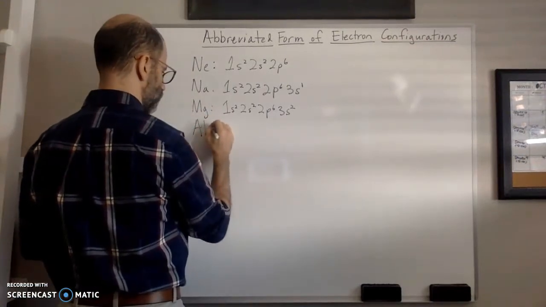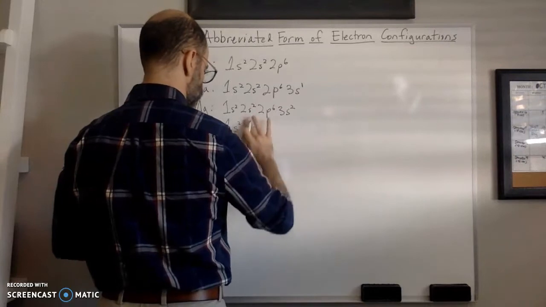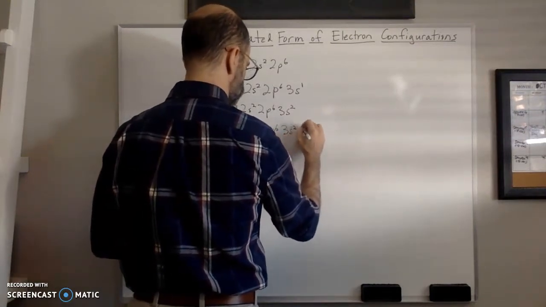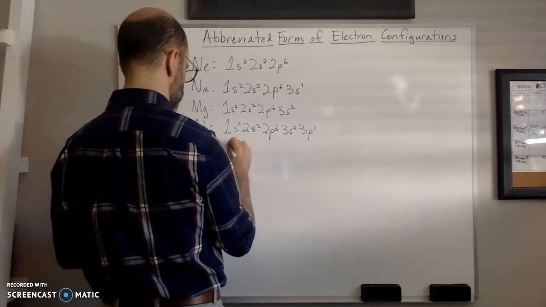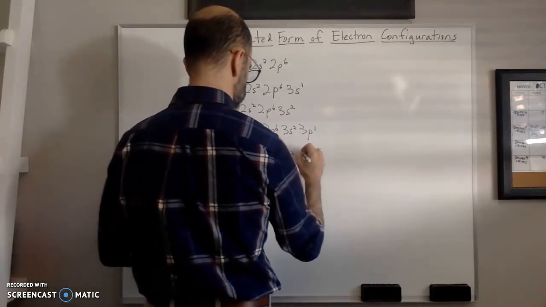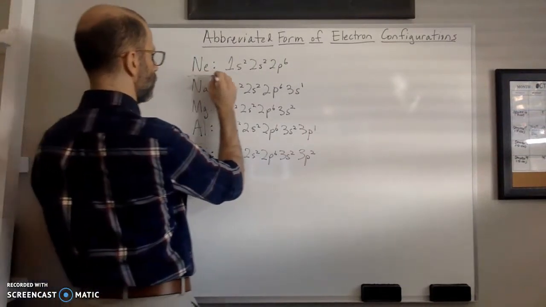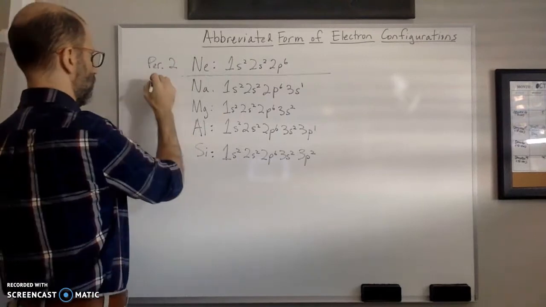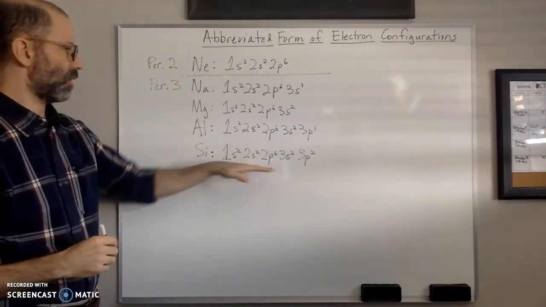So we could write aluminum with 13, so it's 1s2, 2s2, 2p6, and then 3s2, and then 3p1 for aluminum. And then we have silicon, which has 14 electrons, so it would be 1s2, 2s2, 2p6, 3s2, and then 3p2, and then so on. So we're working our way. So this here is the end of period 2, and this begins period number 3. So we're going across the period and we're writing our electron configurations.